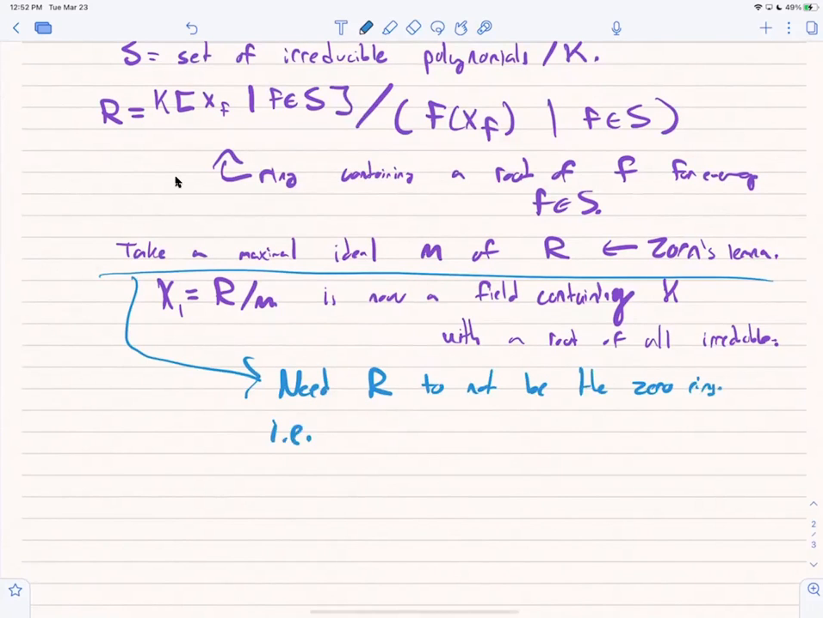I.e., you need the ideal you quotient out by to not be the whole ring, the whole polynomial ring. It's not totally clear from just what I wrote down that this ideal is not just the whole ring.